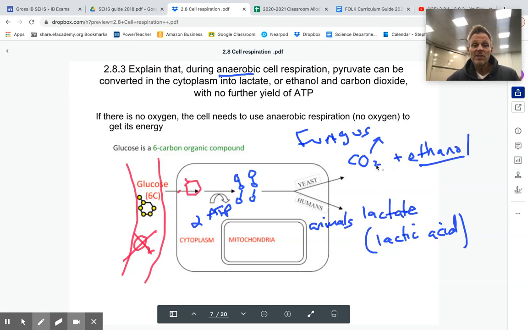So that's it. In anaerobic respiration, we have no oxygen. We have this whole process of glycolysis, which is here, right? And then in yeast, our waste products are carbon dioxide and ethanol. And in animals, such as humans, our waste product is lactic acid or lactate.